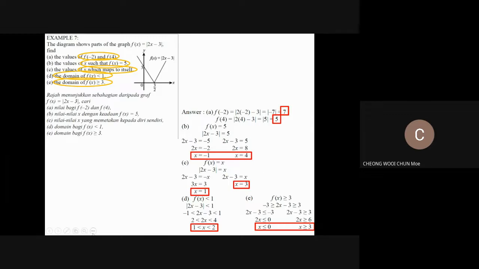That is why the two answers are like this. Okay, this one, less than 0, is over here. And greater than 3 is over here. Okay, that's why there are two answers, two inequalities.